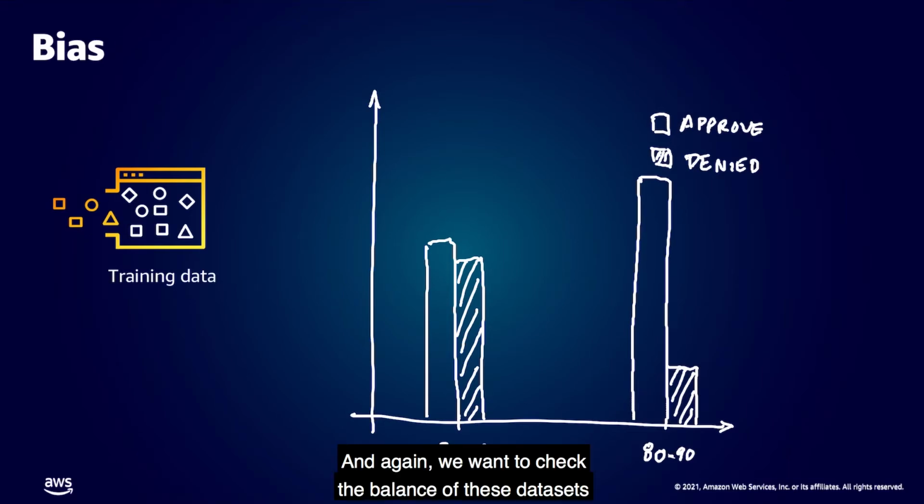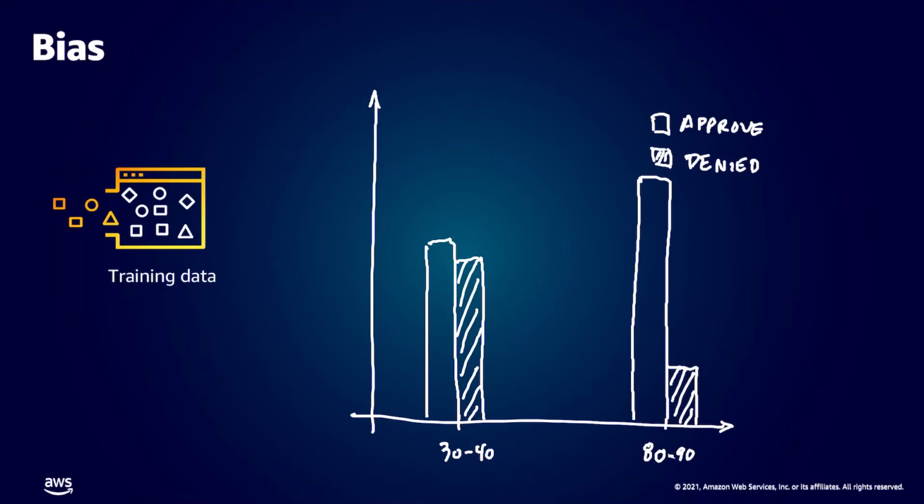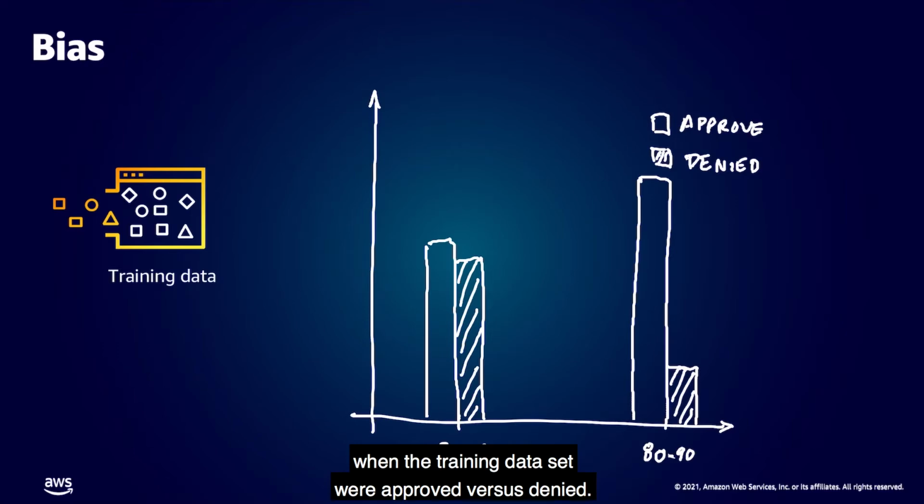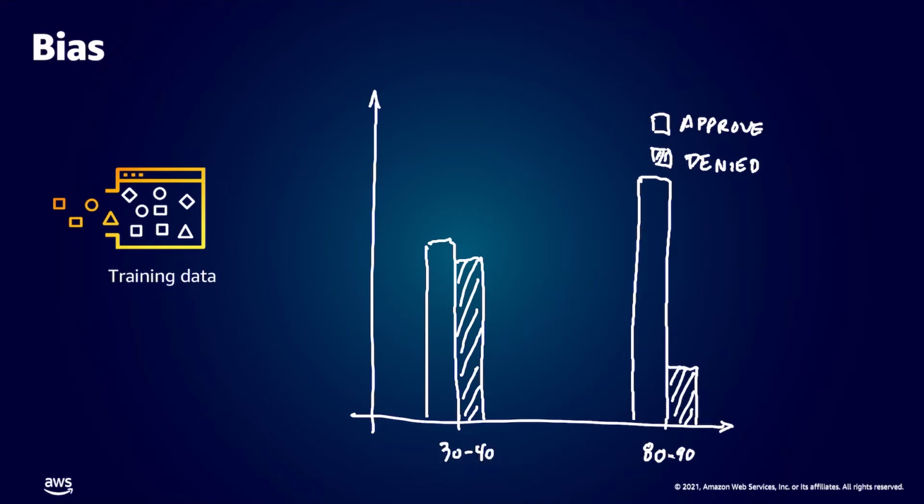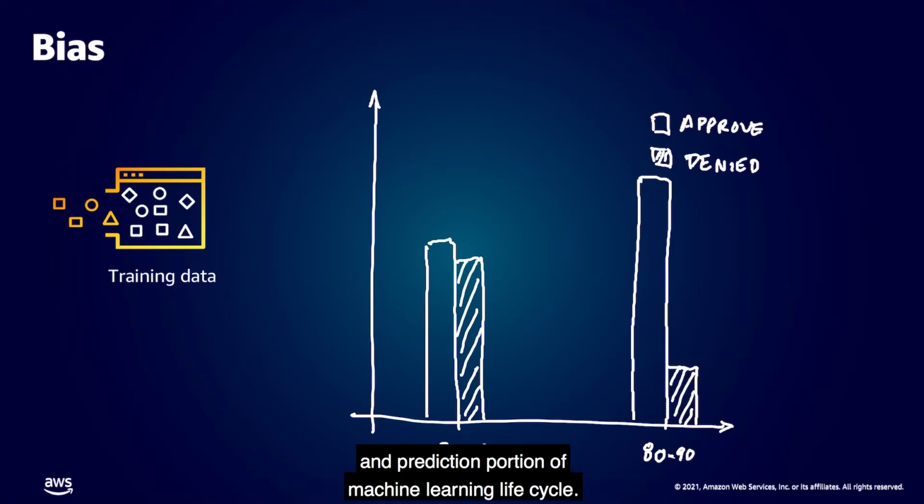And again, we want to check the balance of these data sets as we're using them for a machine learning model. How many examples in total in the training data set were approved versus denied? Understanding this distribution of the predictive class also informs us which loss or metric we should use for optimizing and scoring the various machine learning models. So again, this is pre-training data bias, but recall that bias can also show up during the training portion and prediction portion of the machine learning lifecycle. We'll show you how to monitor that a bit later.